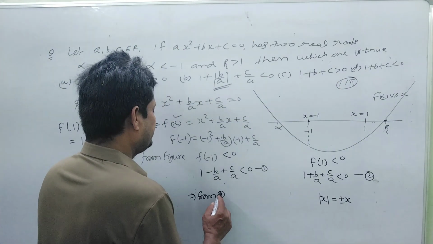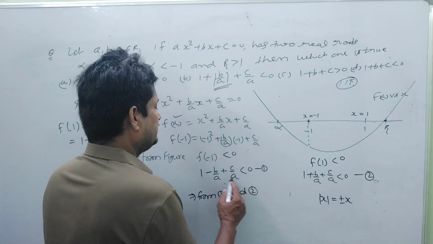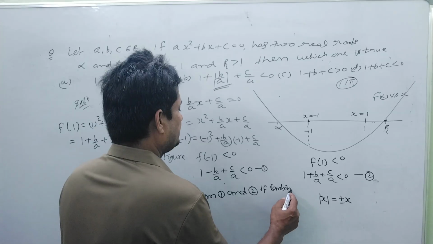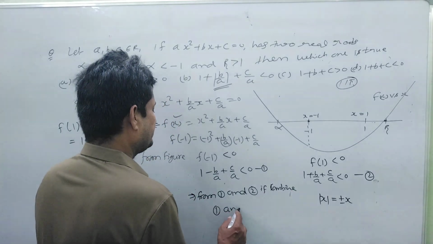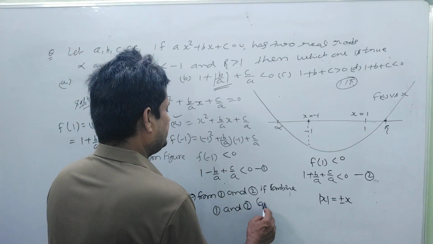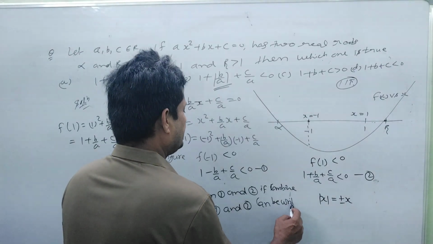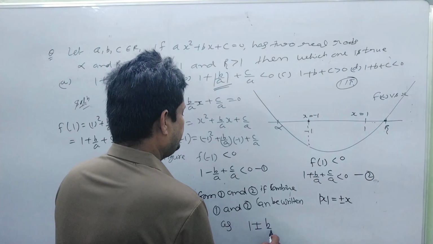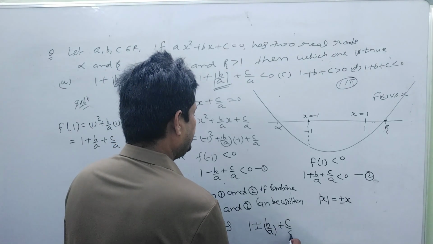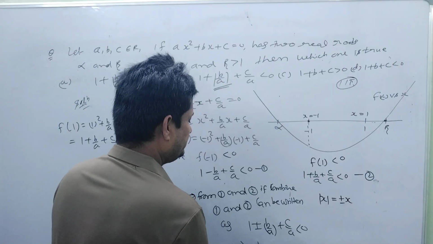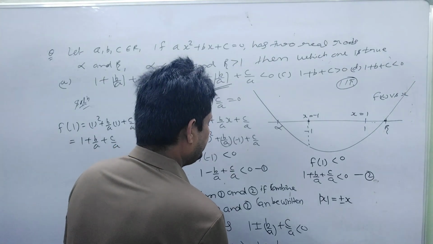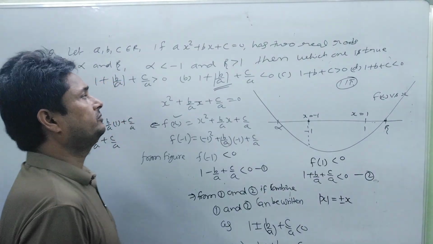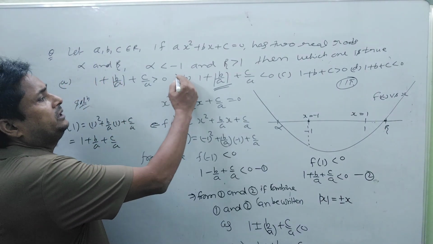So we can combine these two inequalities, 1 and 2, in this way. They can be written as 1 plus minus b by a plus c by a less than 0. This means it can be written as 1 plus mod of b by a plus c by a less than 0. So which one is correct? B option is correct.